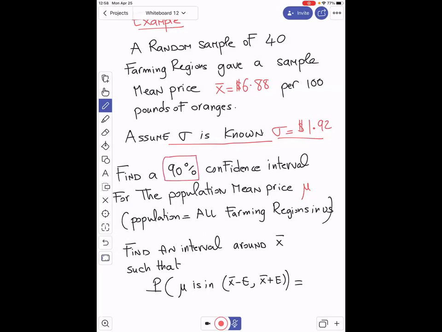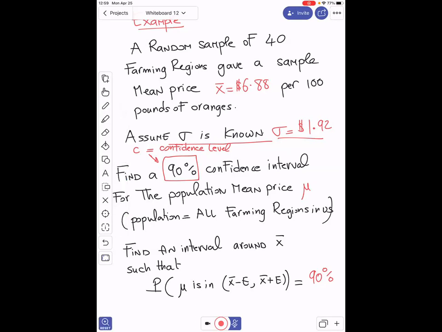So I want to find a 90% confidence interval. This is your C, the confidence level, 90%. I want to be 90% sure that my population mean belongs to this interval. So the probability that the population mean is in the interval X bar minus E, X bar plus E is equal to 90%. That's my confidence level. So the question is to find this confidence interval with confidence level equal to 90%.